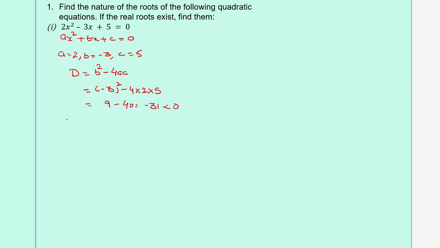Therefore, roots are not real. So, our question will finish here only, because it is given that we will find the roots if real roots exist only. As roots are not real, we will not apply the quadratic formula. The quadratic formula is applied only if either the discriminant is greater than 0 or the discriminant is equal to 0. It is not applied if the discriminant is less than 0.